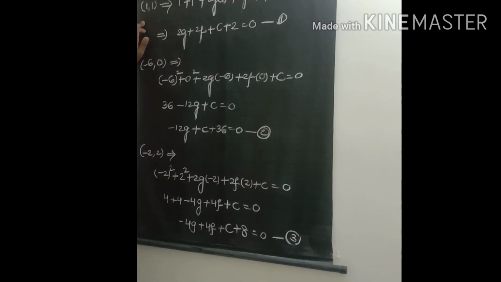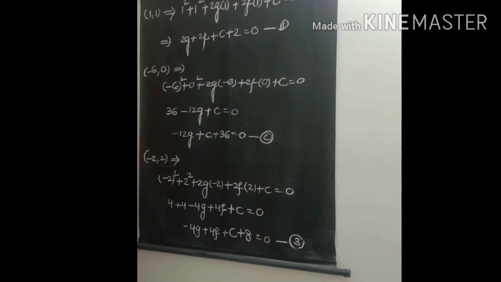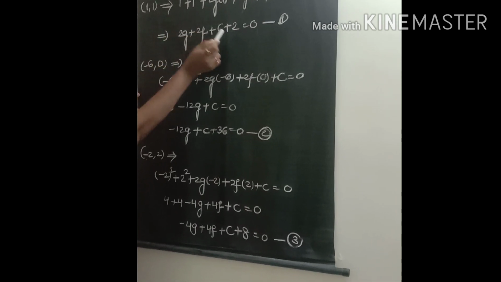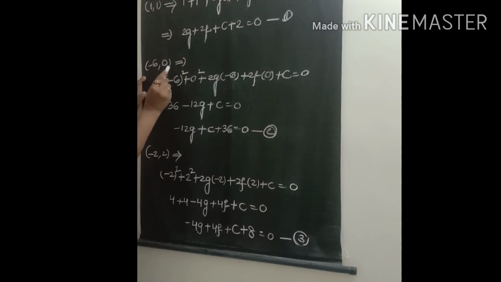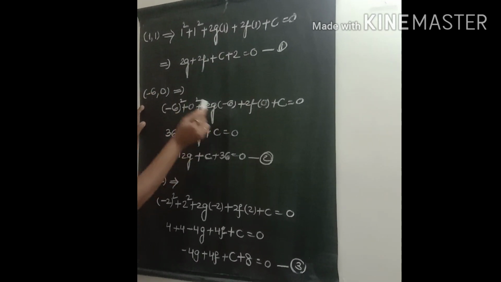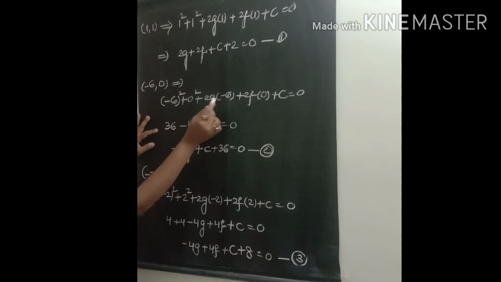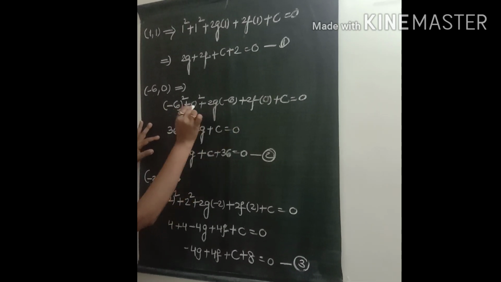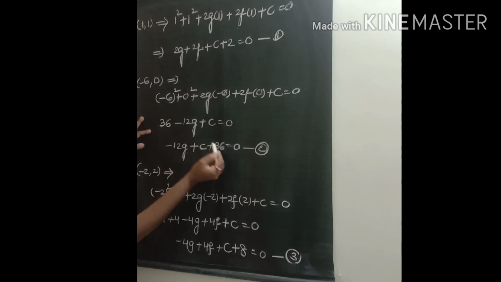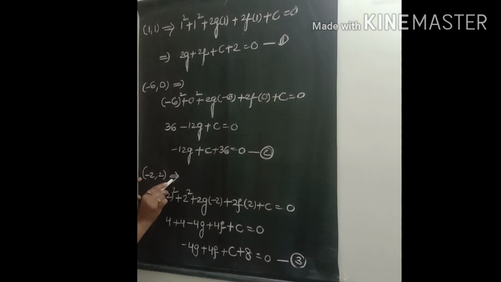Now first, the point (1, 1) substitution: 1 square plus 2g into 1 plus 2f into 1 plus c is equal to 0. That is 2g plus 2f plus c plus 1 plus 1, which is 2, is equal to 0. Equation 1. Next, the point (-6, 0) substitution: (-6) whole square plus 0 square plus 2g into -6 plus 2f into 0 plus c equal to 0. That is 36 minus 12g plus c is equal to 0. Second term 0 and fourth term 0. That is -12g plus c plus constant 36 is equal to 0. So equation 2.